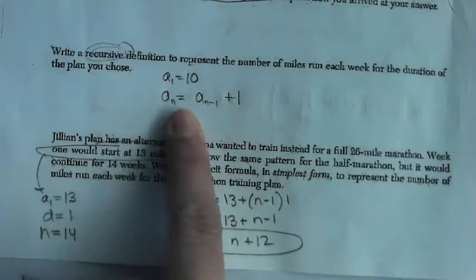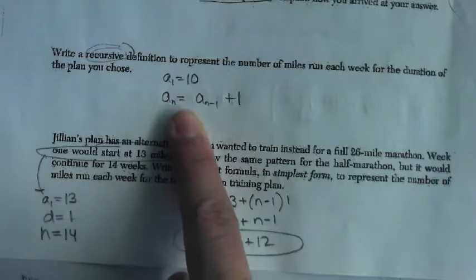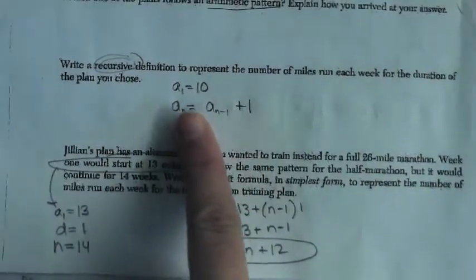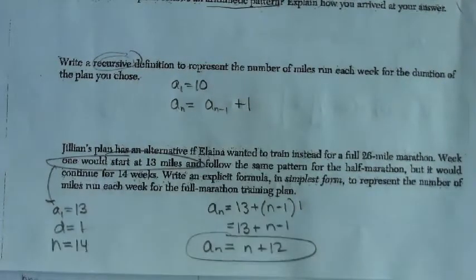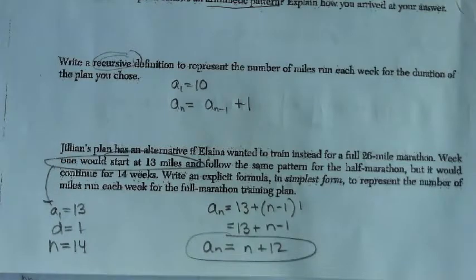Versus this one, if we had to use this to find the 14th week, the 14th week would be the 13th week plus 1. Well, we don't know the 13th week, so we'd have to find the 13th week, which would require the 12th week, and so on and so forth back to the 1.